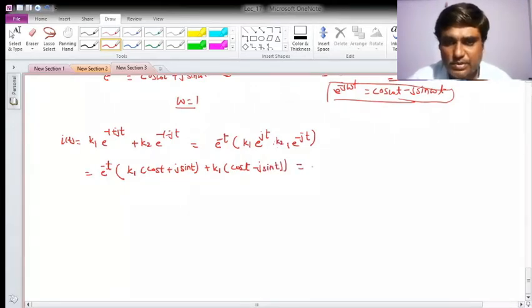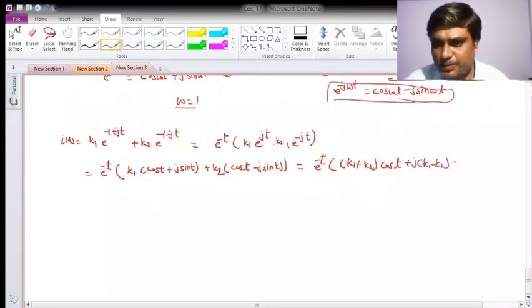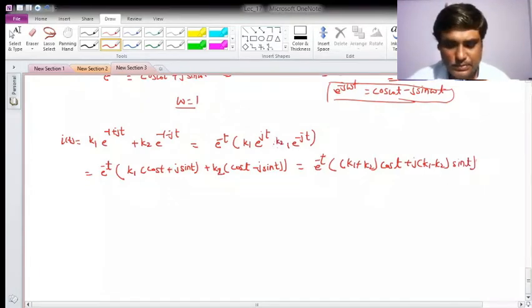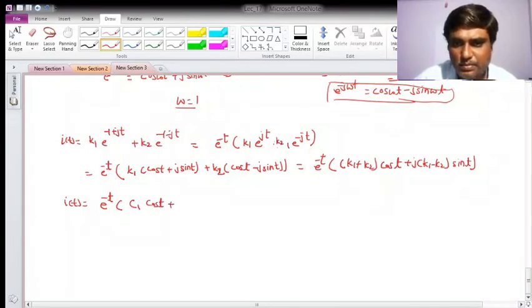If you simplify it, it will be k1 cos t plus k2 cos t, so taking k1 plus k2 common, it will be (k1 plus k2) cos t, and plus j (k1 minus k2) sin t. Then I'll replace k1 plus k2 by a constant, let's say c1, and j (k1 minus k2) by c2, so we get c1 cos t plus c2 sin t, for example.